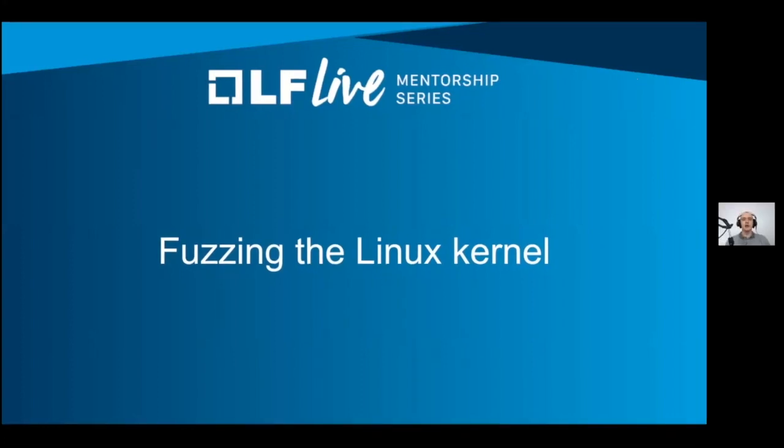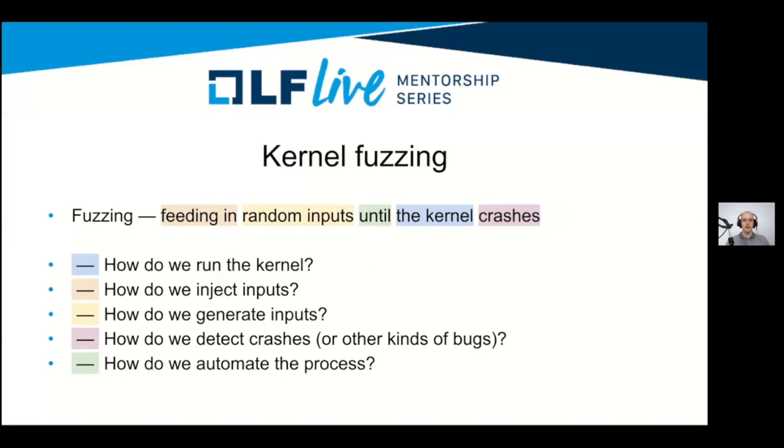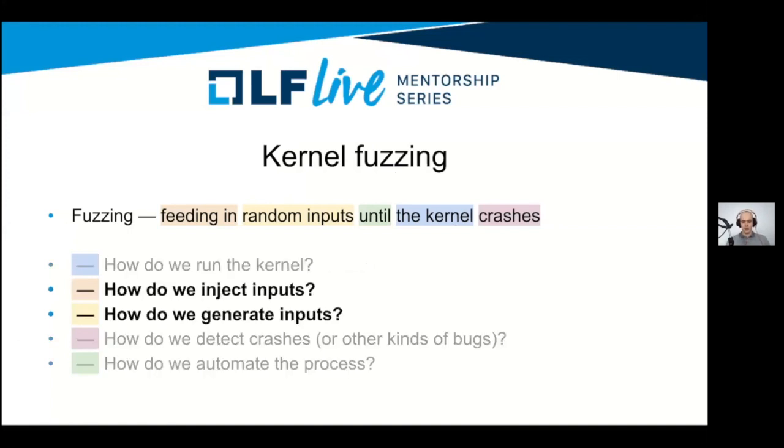let's try to apply all that theory to the Linux kernel. So as I mentioned before, whenever you're trying to make a fuzzer, you got to answer these five questions. And in case of the kernel, instead of running some abstract program, we're going to be running the kernel. And so what I'm going to do is describe my thoughts on each of these questions. So let's start with these two. And these ones are about injecting and generating inputs.